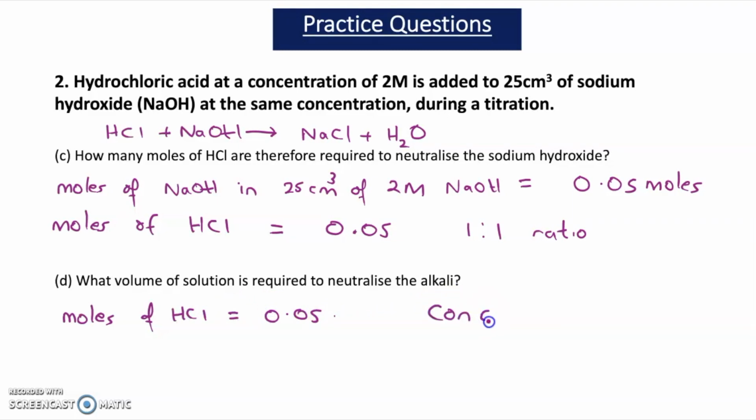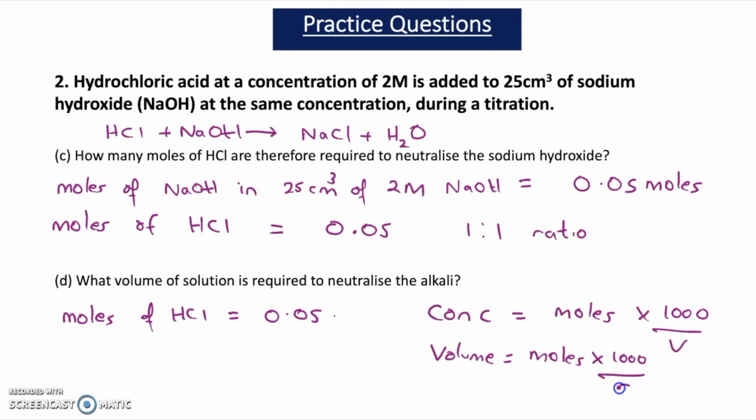So I'm going to write down the concentration equation first. Now, concentration is equal to moles times 1,000 over volume. And then I'm just going to rearrange this to work out the volume. So volume is equal to moles times 1,000 over concentration. Now, I know the moles is 0.05. And the question tells me that the concentration is 2 moles per decimeter cubed. So all I do is put 0.05 times 1,000 over 2, and that gives me a volume of 25 centimeters cubed.